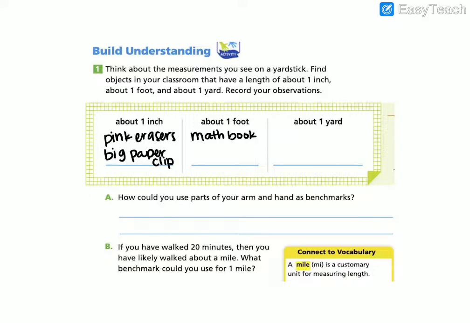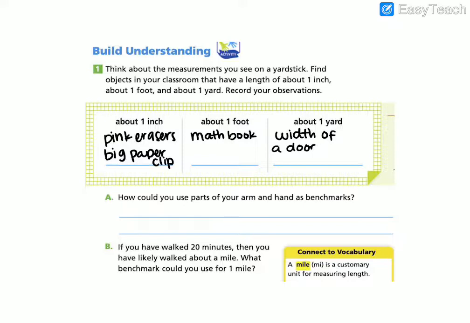And finally, we need to decide something that's about a yard. Okay, so a yard is about 3 feet long. So think about 3 in a row. Something that's about a yard is the width of a door. Okay, see if you can find something else that might be about that size. If you're in your house, like the width of a refrigerator, depending on the size of your refrigerator, or your stove, might be about a yard.